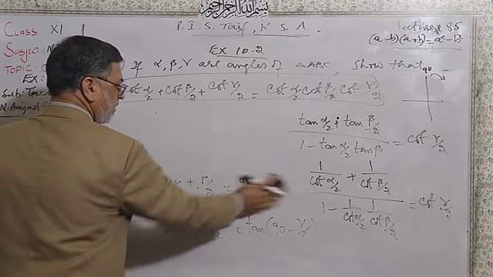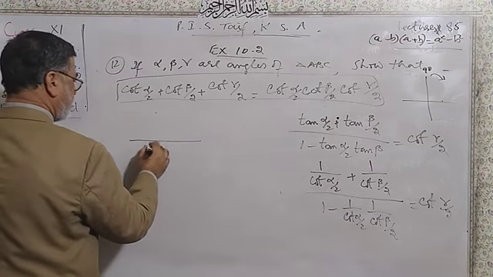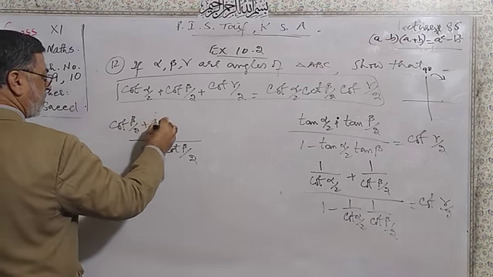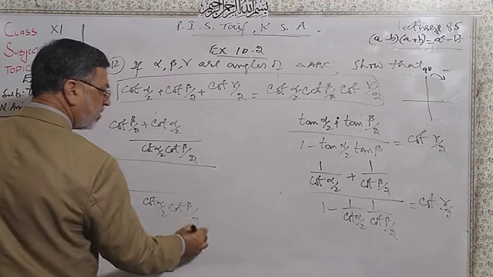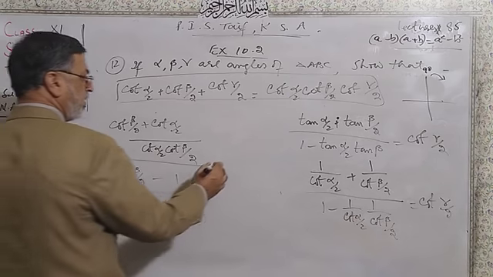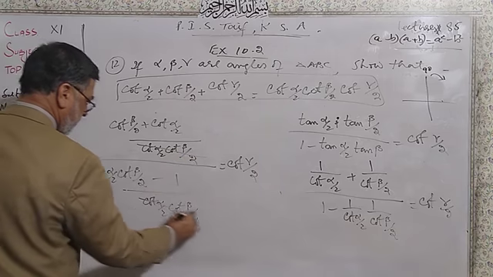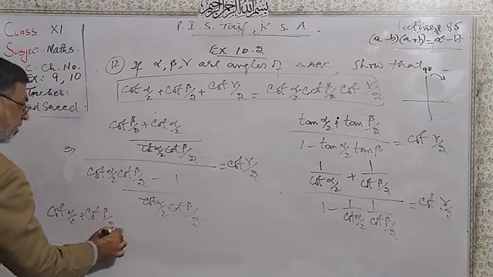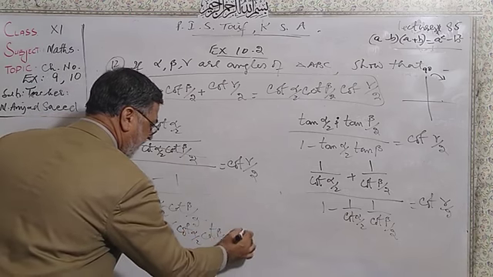Here we will take LCM from the numerator, that is cotangent alpha by 2 cotangent beta by 2. Here is cotangent beta by 2 plus cotangent alpha by 2, whole divided by cotangent alpha by 2 cotangent beta by 2 minus 1, that will be equal to cotangent gamma by 2. Above and below we have taken LCM and they are cancelled out. Dear students, here we have cotangent alpha by 2 plus cotangent beta by 2 is equal to cotangent gamma by 2 into cotangent alpha by 2 cotangent beta by 2 minus 1.